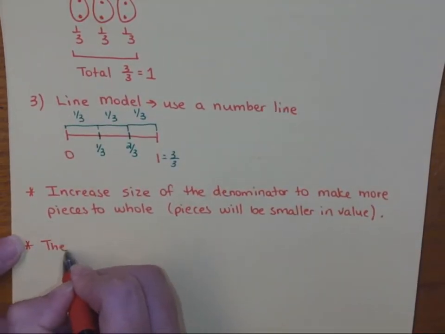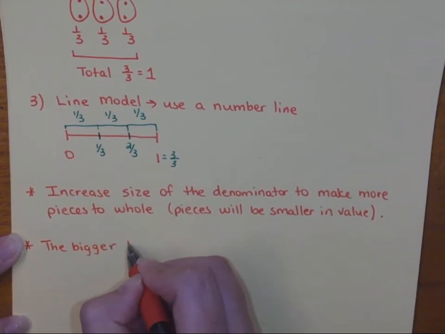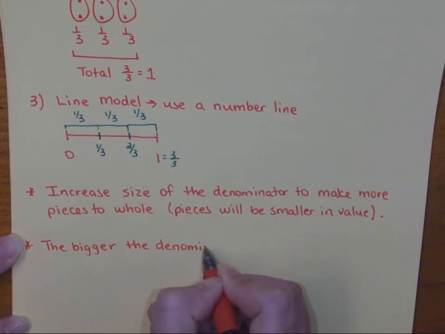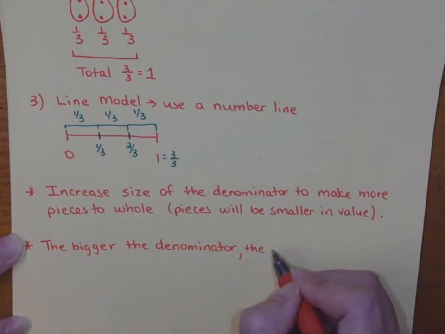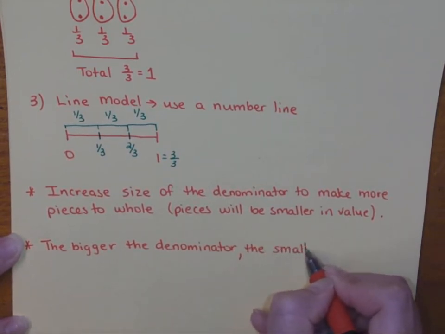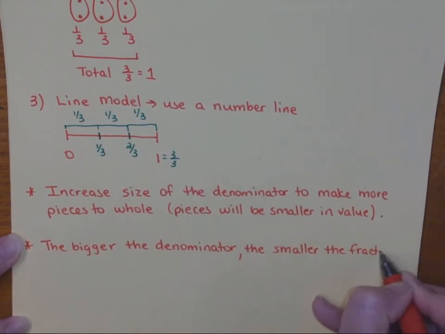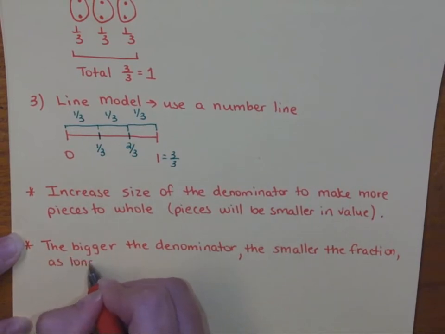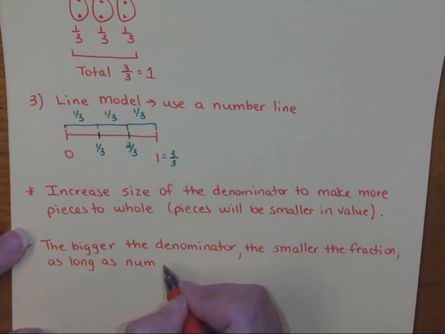And something else that's true is that the bigger the denominator, the smaller the fraction, as long as the numerators are the same. I hear this phrase out there all the time. It's kind of a go-to with fractions. I heard teachers say all the time, the bigger the denominator, the smaller the fraction. And that's certainly true. Just make sure that you put the disclaimer that the numerators have to be the same. In other words, you have to be talking about the same number of pieces. And as long as you are, then yes, if you increase the denominator, then the pieces will be of smaller size. That's basically what we're saying.